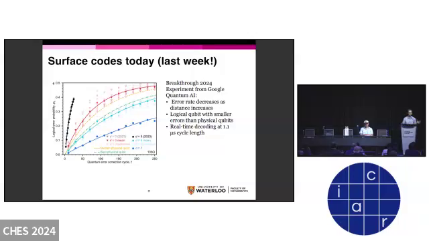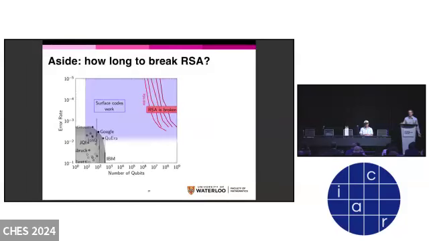But it's 105 physical qubits. Where does that put us compared to where we need to be? Sort of as a quick aside, where does RSA break? So, there's Google kind of on the frontier of quantum computing today. This blue region is roughly where surface codes work. And way over on the right is how big they need to be to break RSA.